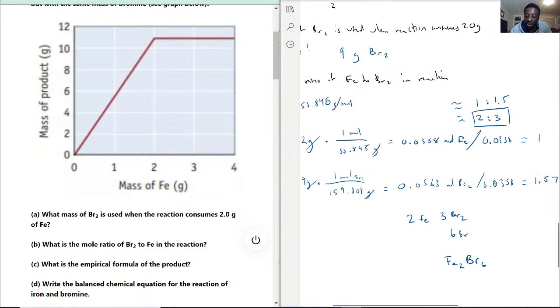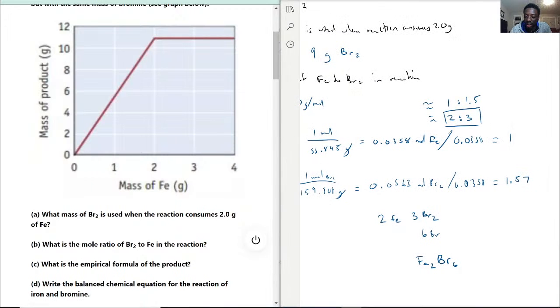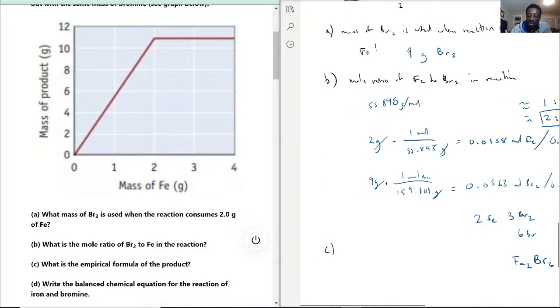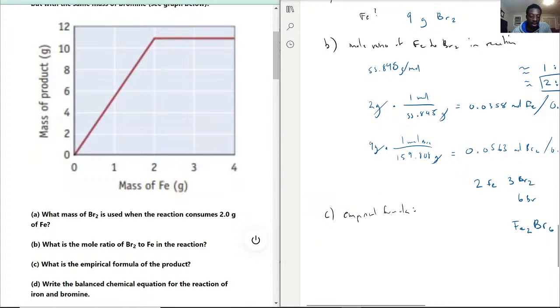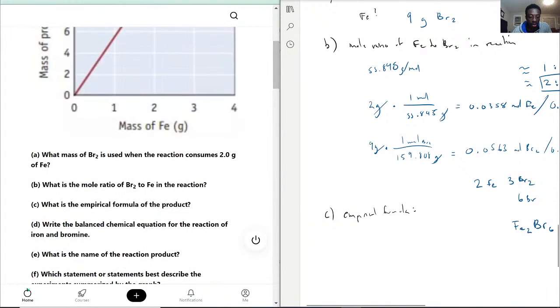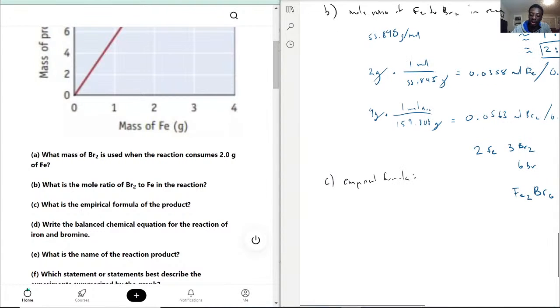When we solved for the bromine, we saw that it had Br2, and if we got a 2 to 3 ratio, we have 6 Br in total. So we put that for C, the empirical formula, and then it's asking for the balanced chemical equation.